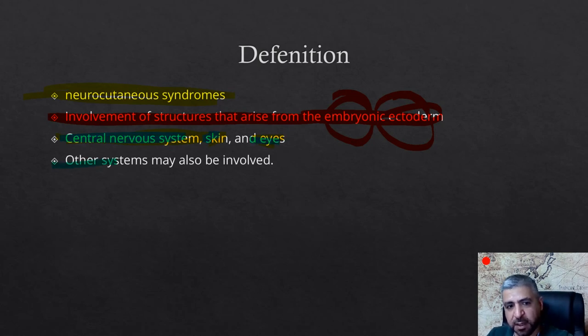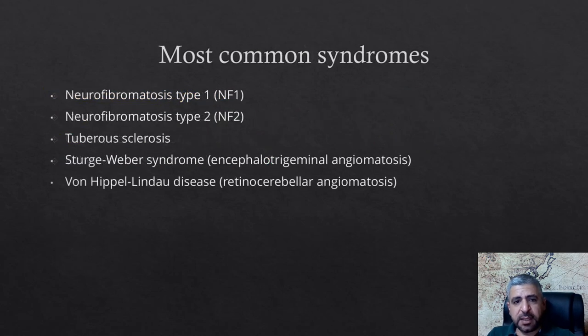Of course, other systems and other organs in the body may also be involved. In fact, the word phaco means eye in Latin, so phacomatosis is basically a disease of the eye. However, the exact scientific definition is diseases that involve the skin, the eye, and the central nervous system. There are a lot of syndromes that fall into the category of phacomatosis. We will divide them into common and less common.